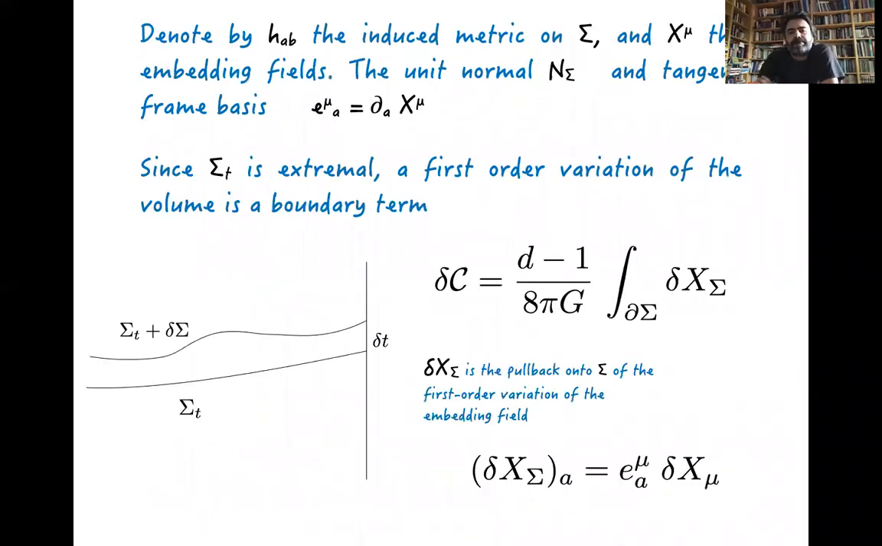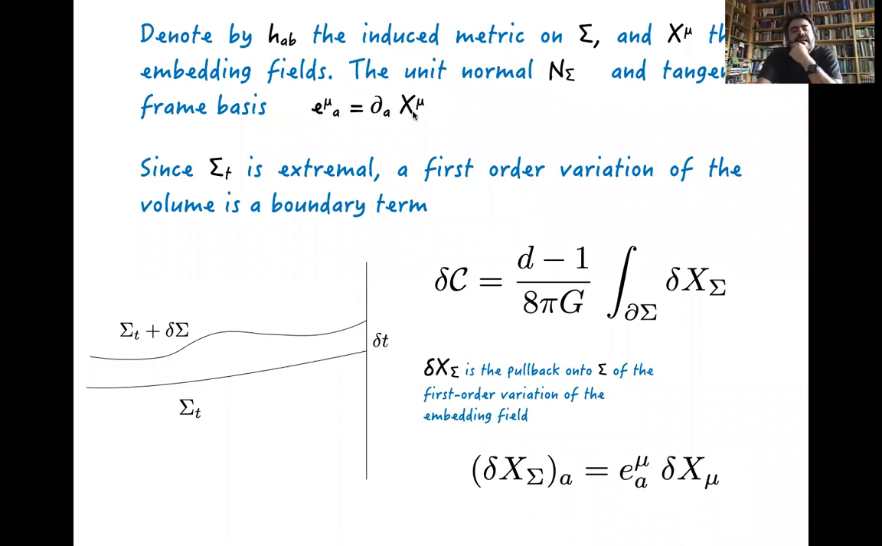Just for notation, the induced metric on the extremal surface I will call h_ab. Latin indices are just indices with 4 coordinates on the surface. X^mu are the embedding fields that put this surface in the target space. The unit normal is called N, and the tangent frame basis is these vielbeins here, right?